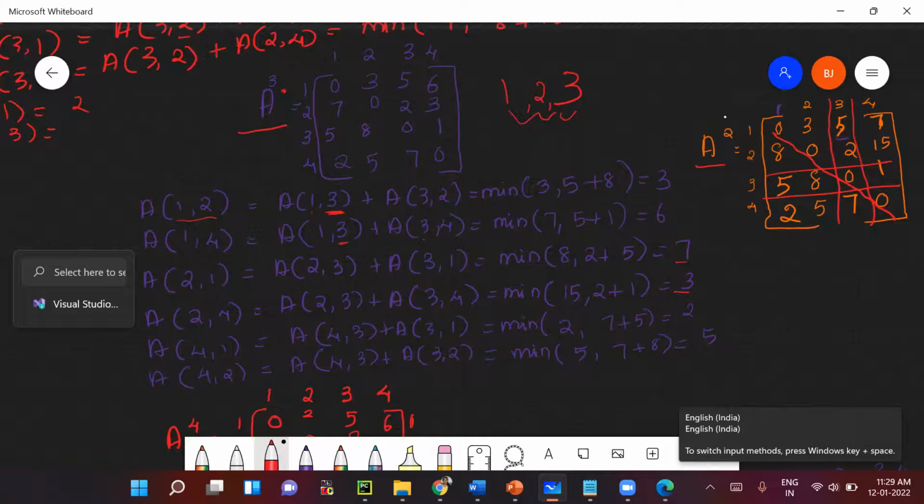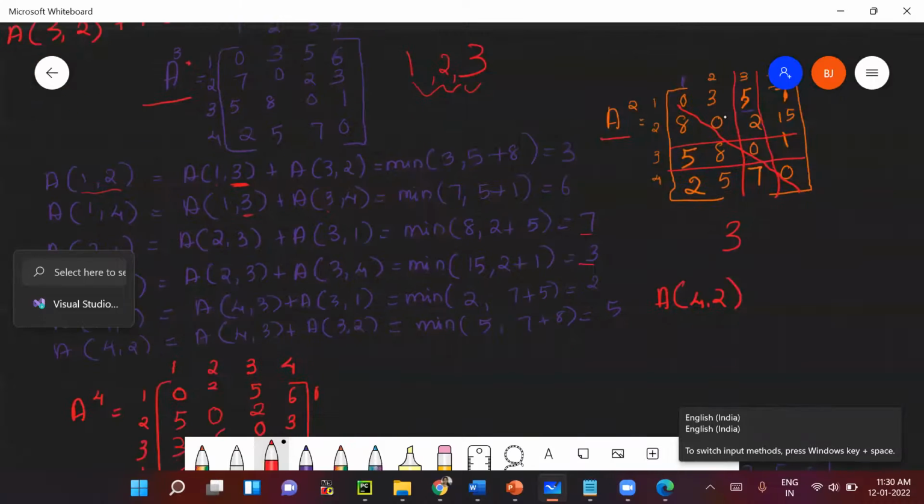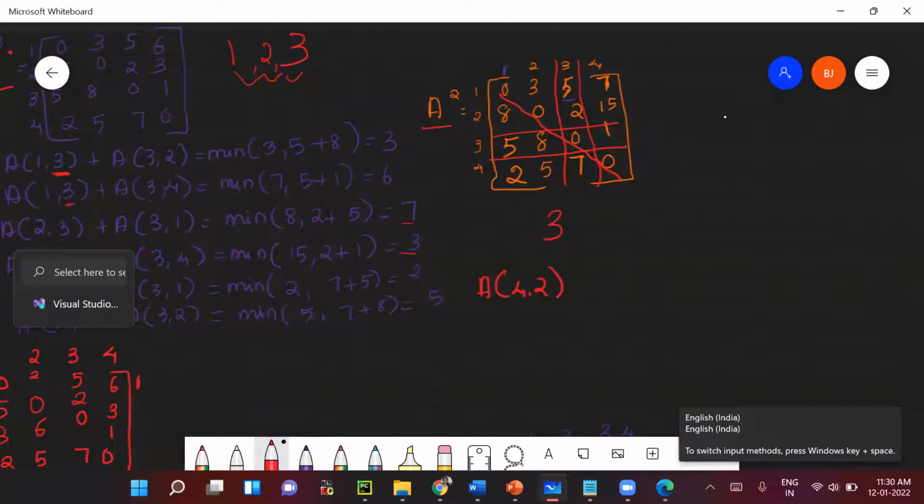Ibrahim, are you there? Tell me how to calculate the path from that shortest path A of 4,2 using 3 as an intermediate vertex. 4,2 using 3 as an intermediate vertex. Tell me.